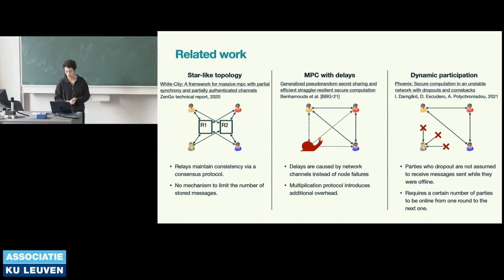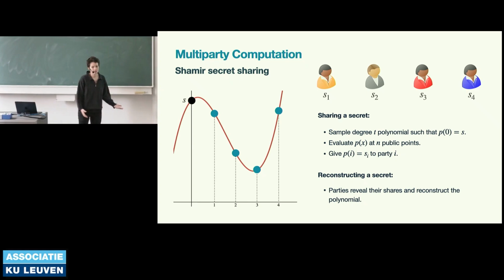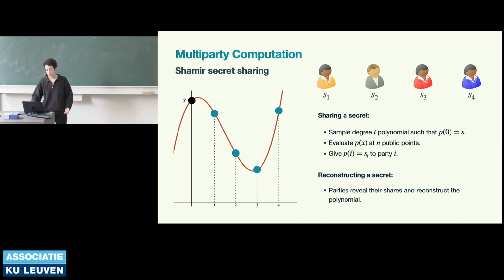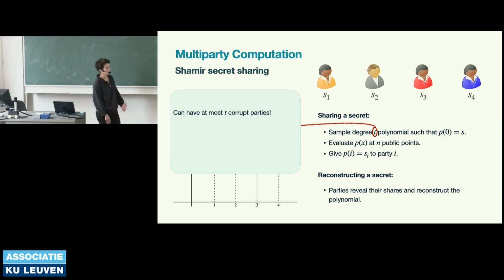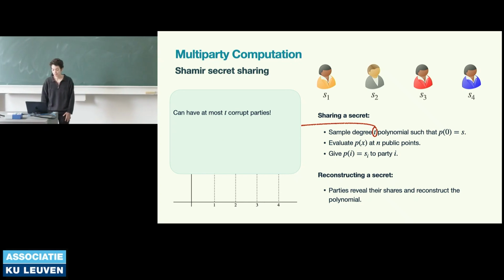in the same protocol. And the first building block is Shamir secret sharing. So with Shamir secret sharing, if I want to share a secret, I just need to sample a random polynomial such that the evaluation of p at 0 is my secret. And the degree of this polynomial will tell us the number of allowed corruptions. So if the degree of the polynomial is t, we can have at most t corruptions.